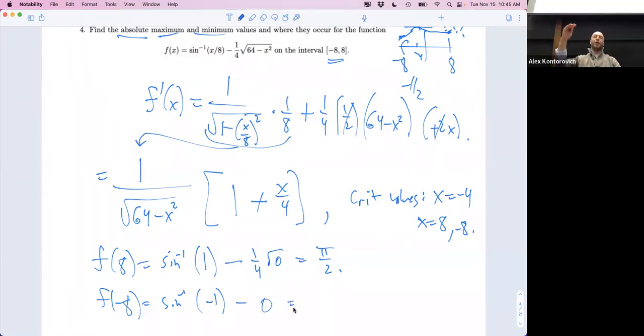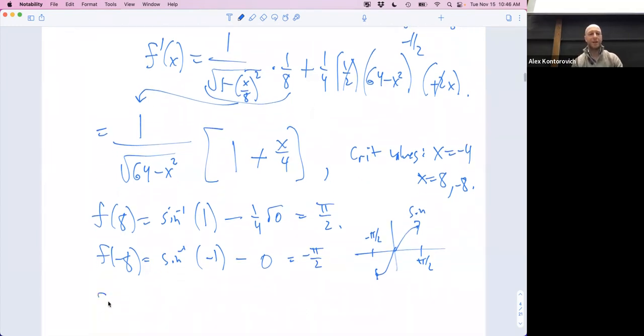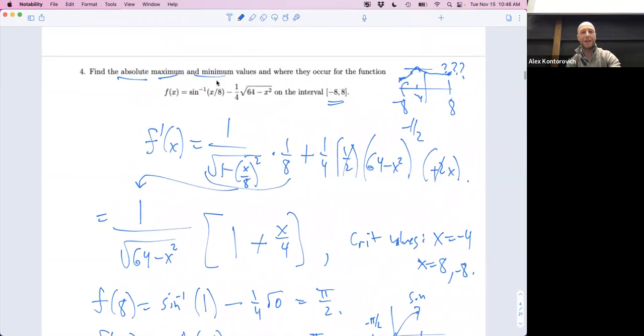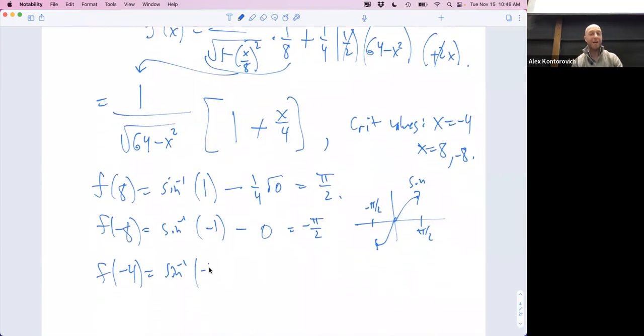So -1, let's see. To make the inverse sine function, we take the sine function from pi over 2 to negative pi over 2. This is sine. So where are we? -1 at negative pi over 2. So far, so good. Now all we need is f of -4. F of -4: sine inverse of -4 over 8. -4 over 8 is -1/2. Okay. Minus 1/4 times the square root of 64 minus 4 squared, which is 16.